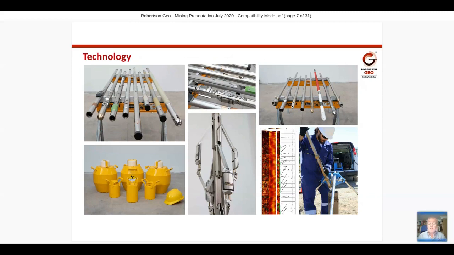Just a quick glimpse at some of the range of logging tools we have. So these are various suites. Top left is a geological oil field logging set. Top right is a selection of our mineral tools. Bottom left, those strange-looking yellow canisters are containers for transporting radioactive sources. Obviously, there's strict legislation around moving radioactive sources internationally, and they have to travel in these containers.